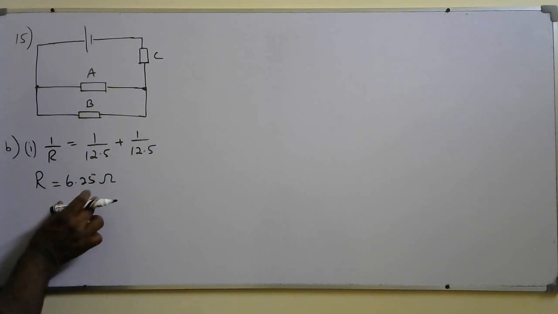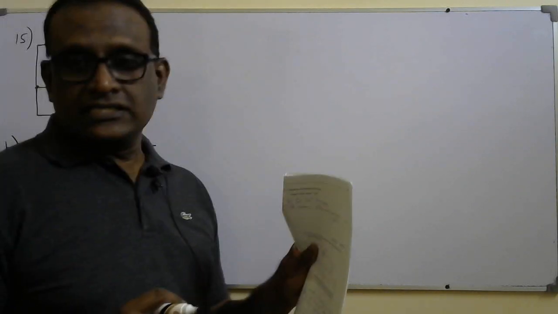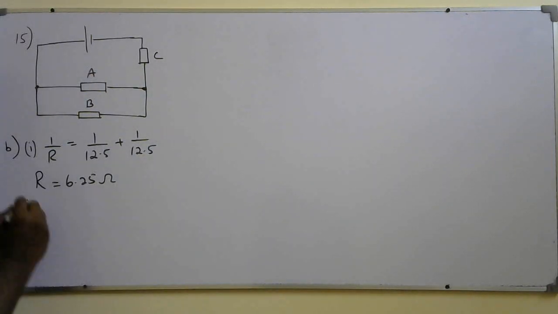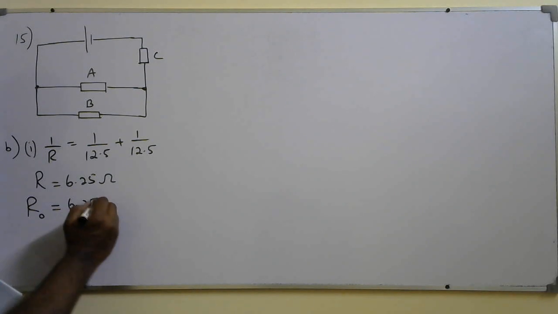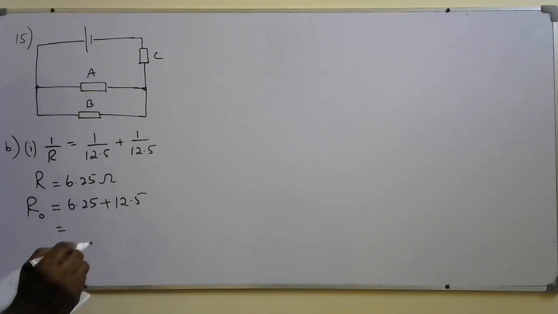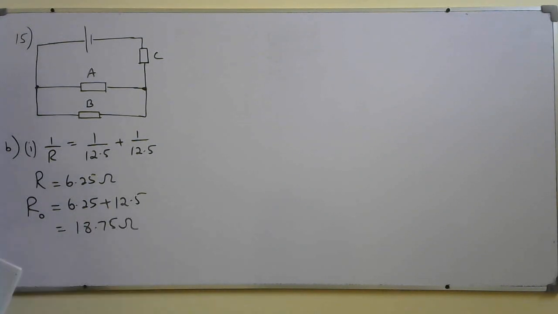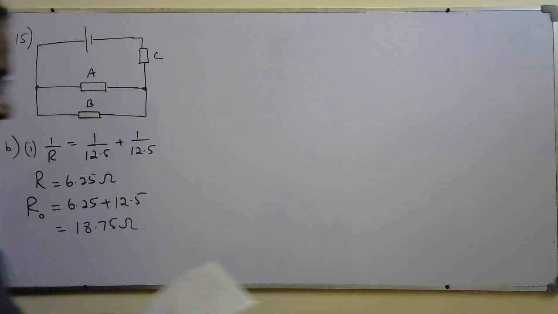With this equivalent resistance of these two, the resistor C is connected in series. So the final overall equivalent resistance R naught equals 6.25 plus 12.5, that will be equal to 18.75 ohms. That's the answer for B part, first part.